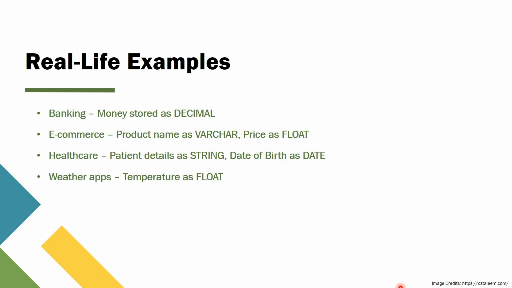What are the real life examples of data types? Suppose you are using a banking application. There you are storing the account transaction money, how much is stored. For money, you are using decimals. And suppose you are running an e-commerce business, you have an e-commerce application. The name of the product is varchar, whereas the price is integer or float. Then comes healthcare. You have a patient detail, and you can store it in string. Whereas you have the date of birth of the patient, it can be stored in the date type. Similarly, in weather apps also, the temperatures can be stored in the form of float.